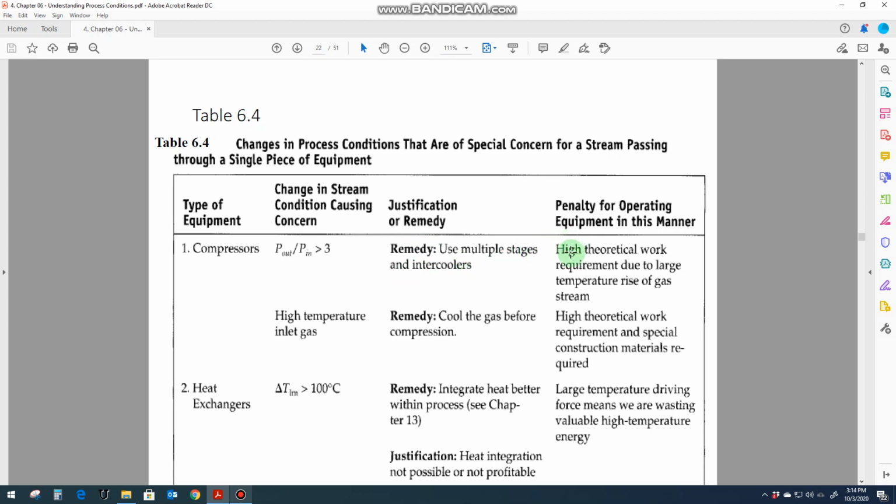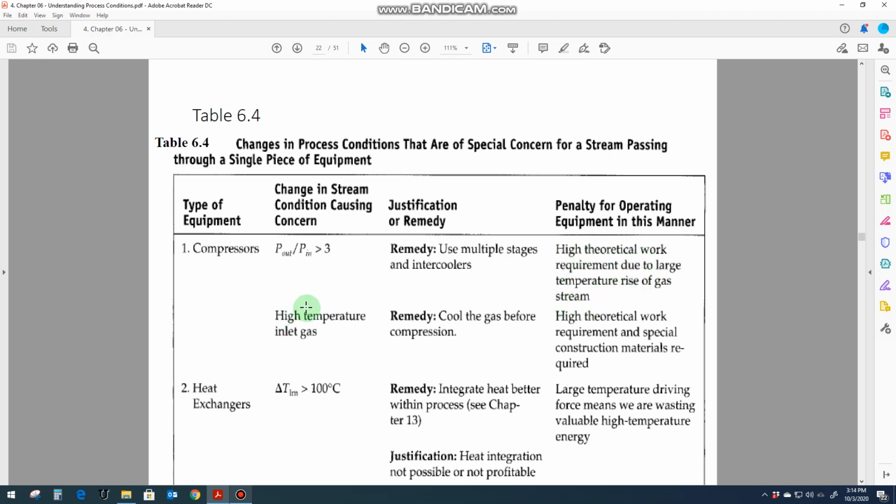Now what could be the penalty? High theoretical work requirement due to large temperature rise of the gas stream. So whenever there is a compression, there is a release of heat energy, and if we do not cool down the gases before putting them into the next stage of the compressor, then obviously the efficiency of that process or the compressor would be highly reduced.